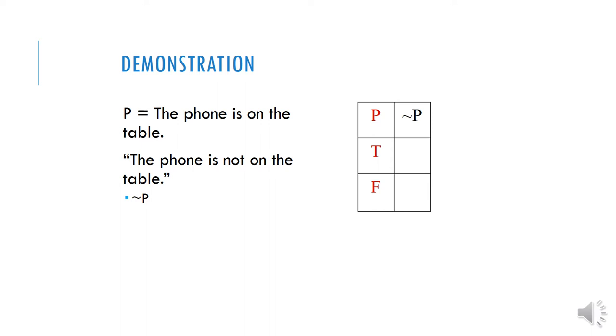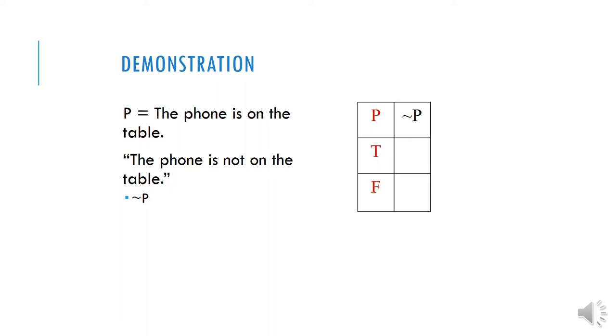I need to ask myself, when the phone is on the table, when we're looking at the red T, but then I'm saying that the phone is not on the table, I am making a false claim. Because we know by the column in red, in row 1, that the phone is on the table. So if I say the phone's not on the table, I'm saying something that's false.